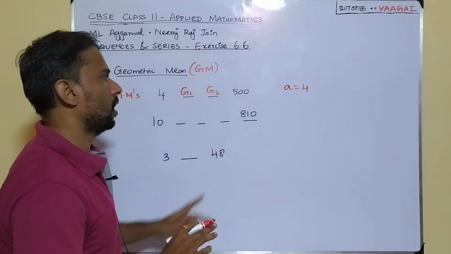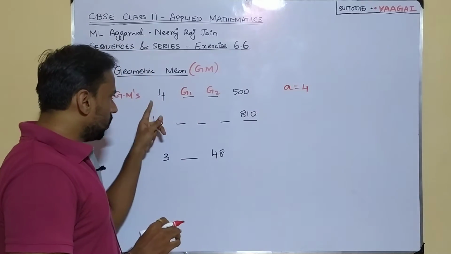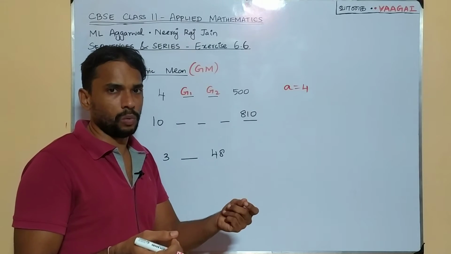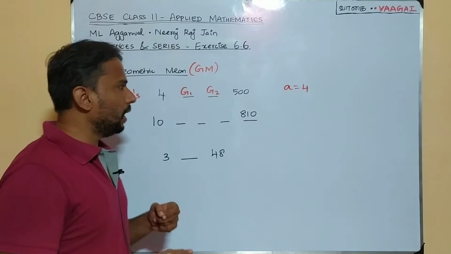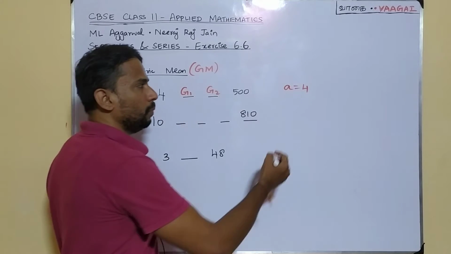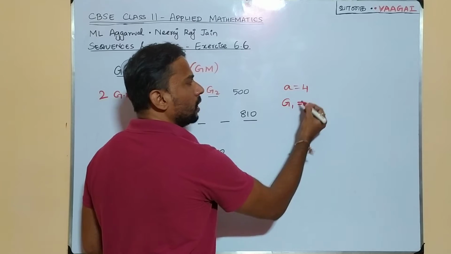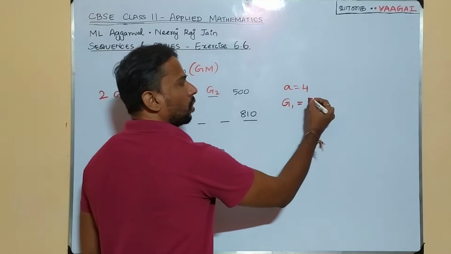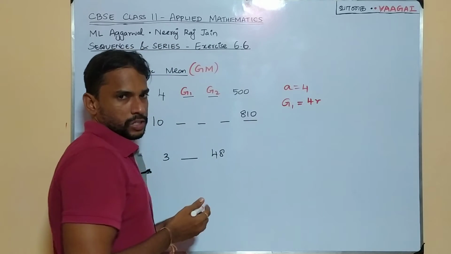Coming here, we will take the first term to be 4. A is 4, because the first term we take to be A only, right? So the A value is 4. And now what will happen? What will this G1 be? G1 will be nothing but AR. That is 4R, where R is the common ratio.